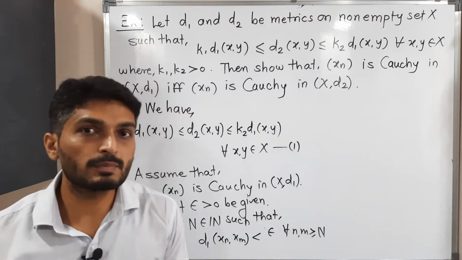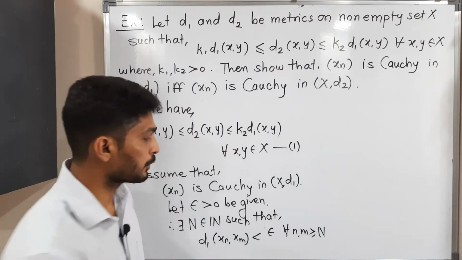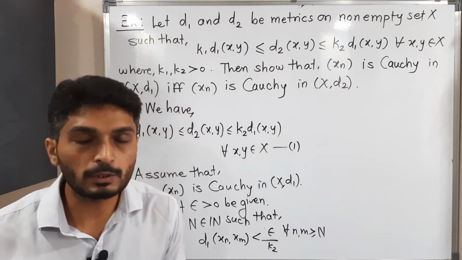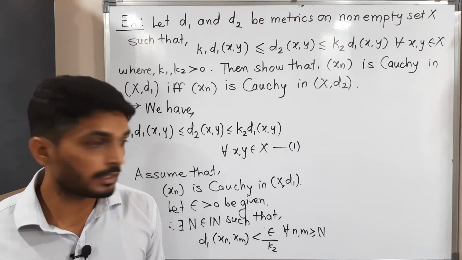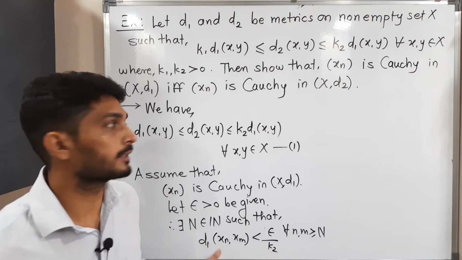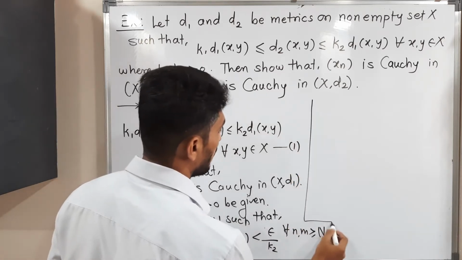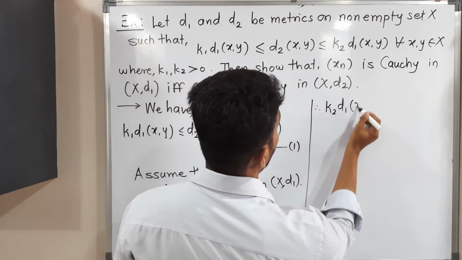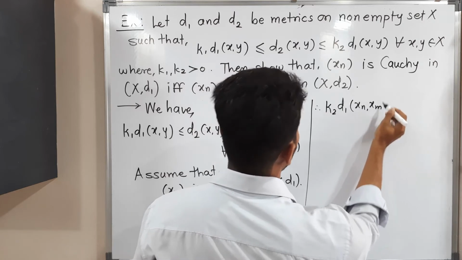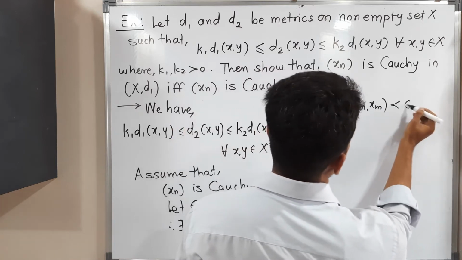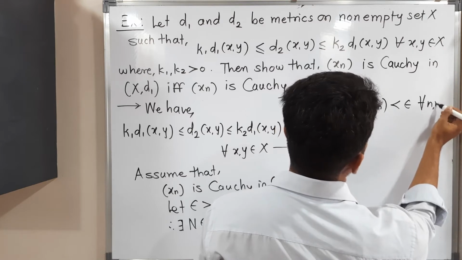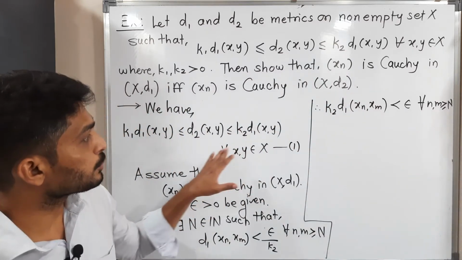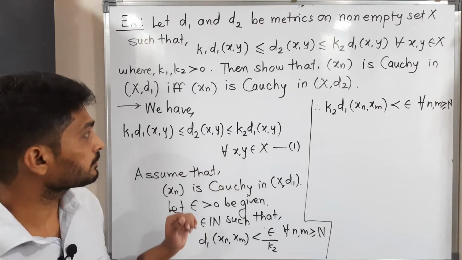A small adjustment I am going to do: instead of epsilon, I am going to take epsilon by K2. K2 is also a positive real number, so no need to worry. After that, I am going to shift this K2 to this side. So what will happen? We will have K2 D1 of Xn, Xm less than epsilon for all n, m greater than or equal to capital N. Right? So let us use inequality number 1.